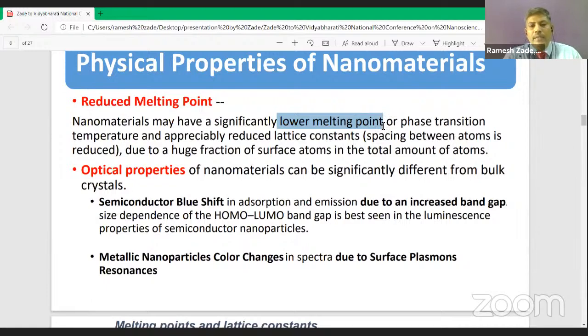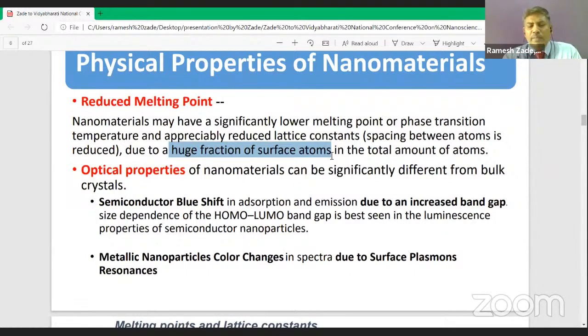Now the question is how this melting point is reduced. It is seen that it is because of a huge fraction of surface atoms. The very importance of nanoparticles is that they increase surface area. That means more and more atoms are coming from bulk to surface. So the number of atoms present on the surface is more as compared to the number of atoms or molecules present inside the bulk. And because of this, the surface energy of that material increases significantly.